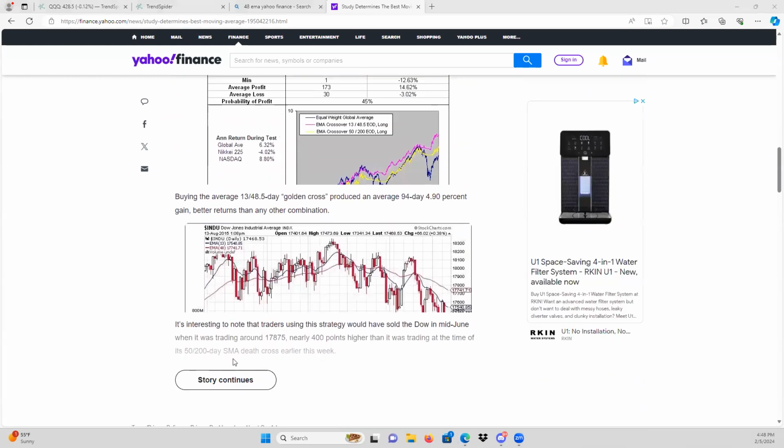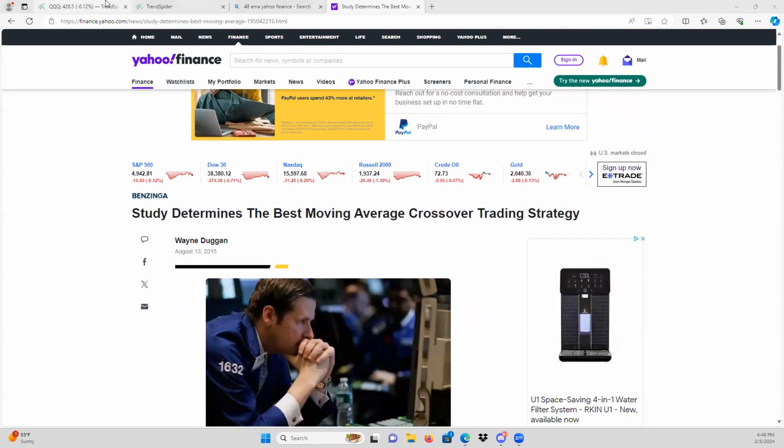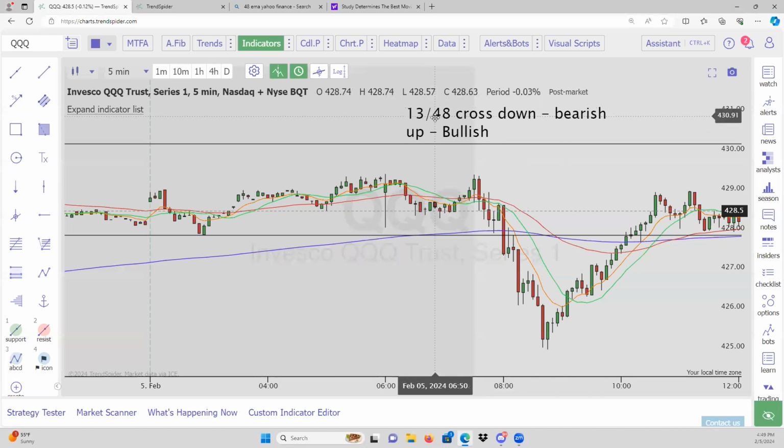So that's where I got that, right? I got this from this Yahoo article in 2015. That's why I use it. And it's been proven to be true ever since. So that's why I use the 1348 cross and not any other EMAs, because, was it 9 years ago, almost 9 years ago now, read that article. And since then, through time, has been proven to just be my favorite EMA cross, right? 1348 cross down is bearish, up is bullish. Cool, we got that.